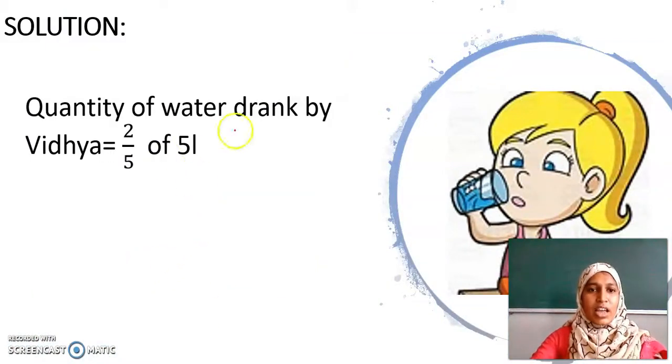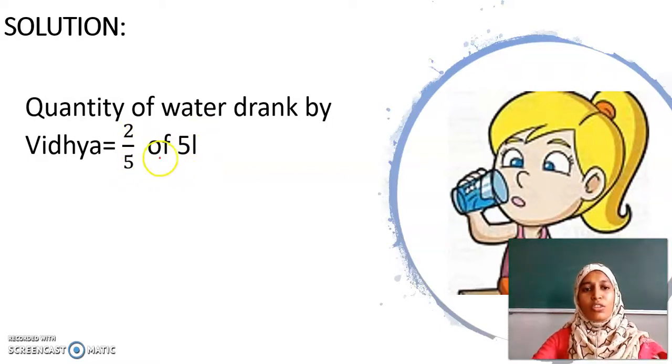Vidya has drunk 2 by 5. 2/5. How to read this fraction? 2/5 of 5 liter. This is not 51. 5 liter, L, small l. 2/5 of 5 liter. Is it clear?